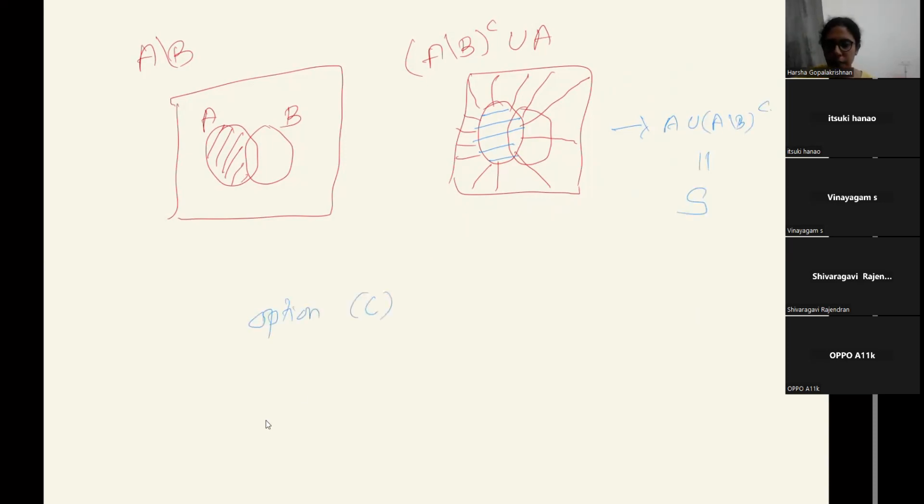Okay. Anyone has doubt? Okay, if no doubt, let's go to the next problem. So if you are getting this kind of problem, just draw the Venn diagram and you will get the answer easily. Okay. Now, the next question is: let n be a positive integer.